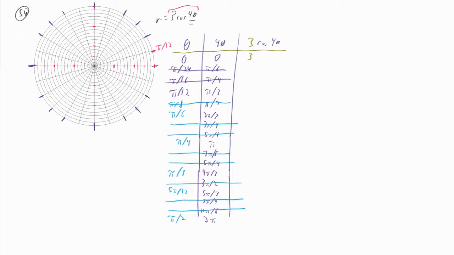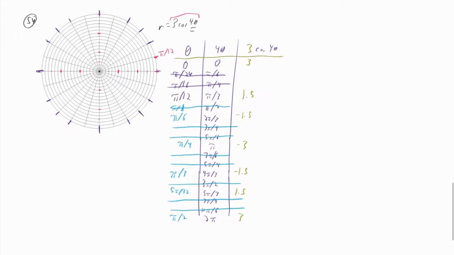Then cosine of pi over 3 is, I can't believe I still need to draw this out, but I do. That's 3/2, so 1.5. Then the cosine of 2 pi over 3 is negative 1.5. Then the cosine of pi is negative 3. Then the cosine of 4 pi over 3 is negative 1.5. Then you have the cosine of 5 pi over 3, which is positive 1.5. And then you have the cosine of this, which is back to 3.